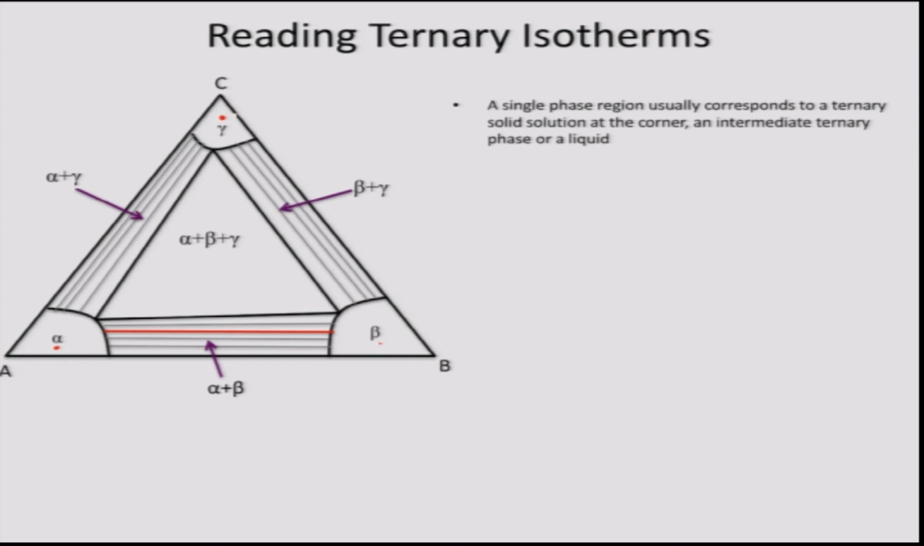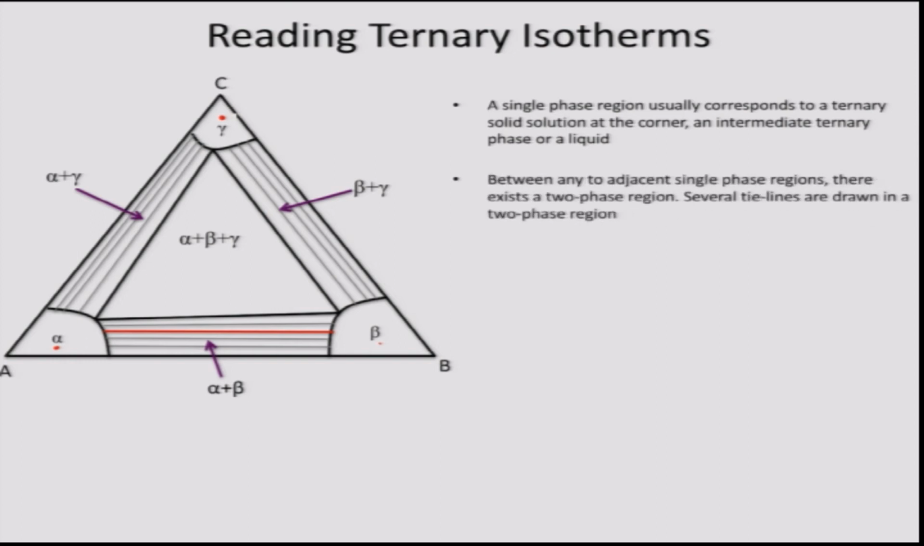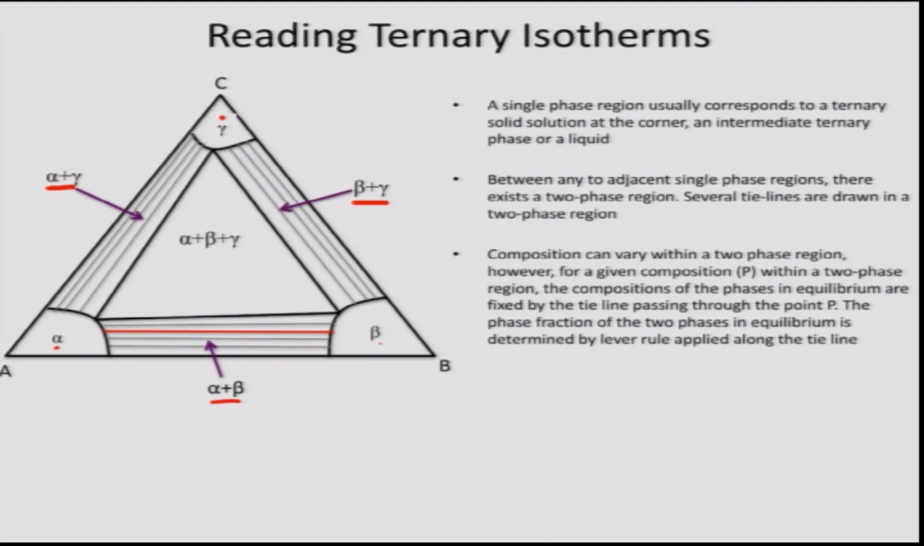Between any two single phase regions there has to be a two phase region. So, between alpha and gamma we have alpha plus gamma, between alpha and beta we have alpha plus beta, and between beta and gamma we have beta plus gamma. You will see there are multiple parallel looking lines plotted in each of the two phase regions. These are nothing but tie lines. A tie line joins the two compositions which are in equilibrium.